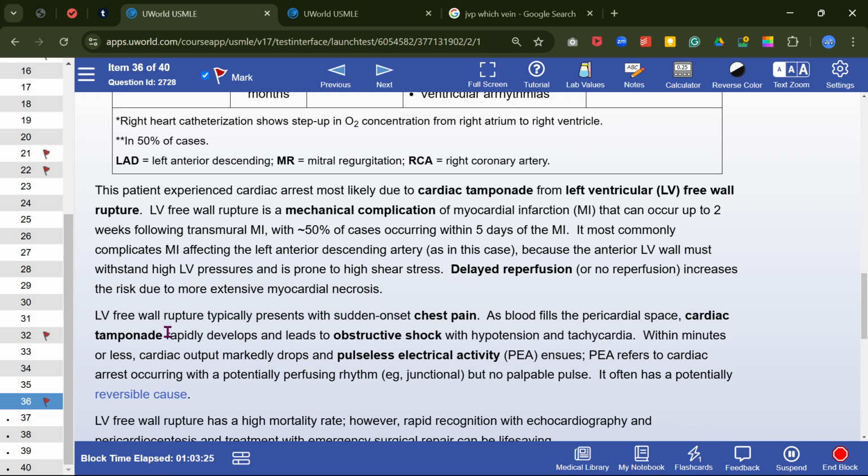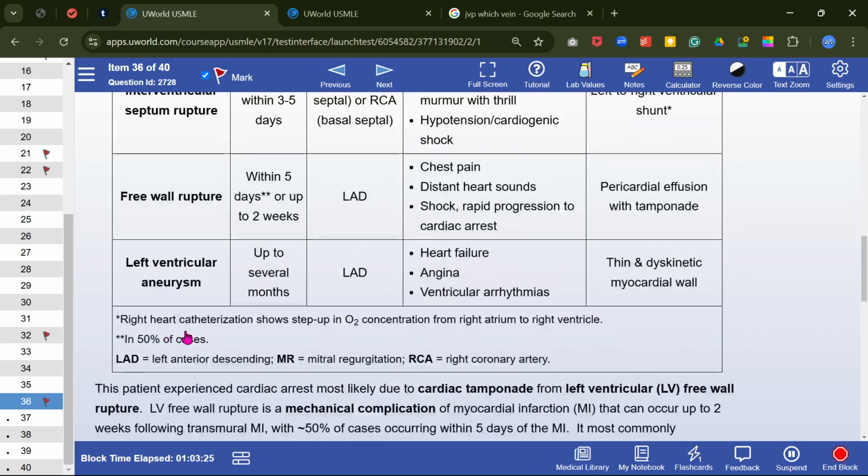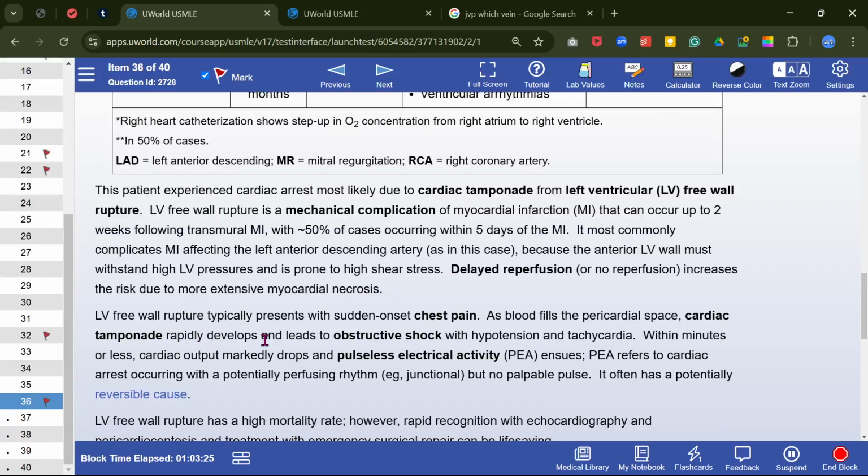The patient experiences cardiac arrest most likely due to cardiac tamponade from a left ventricular free wall rupture. Left ventricular free wall rupture is a mechanical complication of the MI that can occur up to 2 weeks following transmural MI, with 50% of the cases occurring within 5 days of MI.